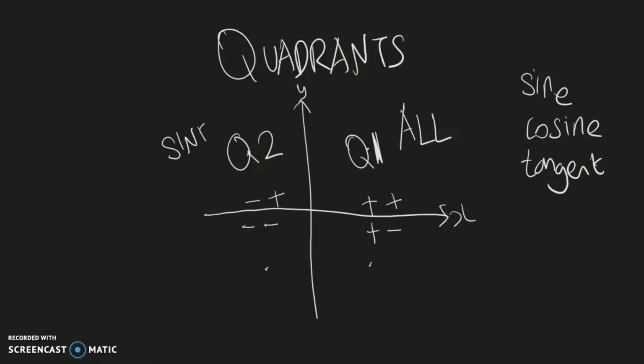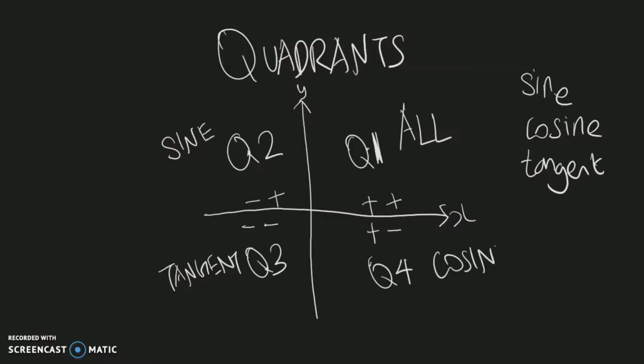Only sine is positive in quadrant 2, and in quadrant 3 all tangents are positive. Okay, all tangent ratios are positive in quadrant 3, and in quadrant 4 all cosine are positive. Okay, so when we say that sine is positive here, we are saying that cosine and tangent are negative. So if sine is positive, cos and tan are both negative. Okay, cos and tan are both negative. Here sine and cos are both negative, and here sine and tan are both negative.